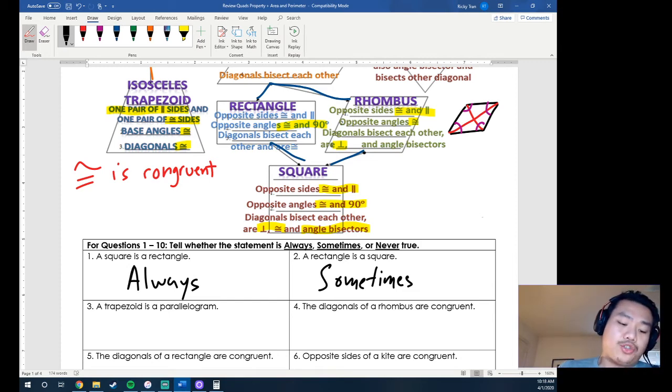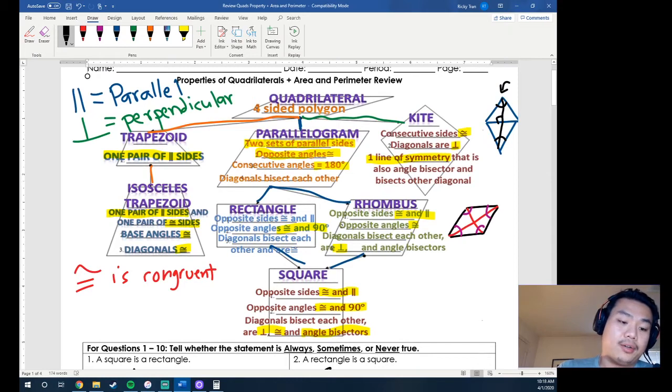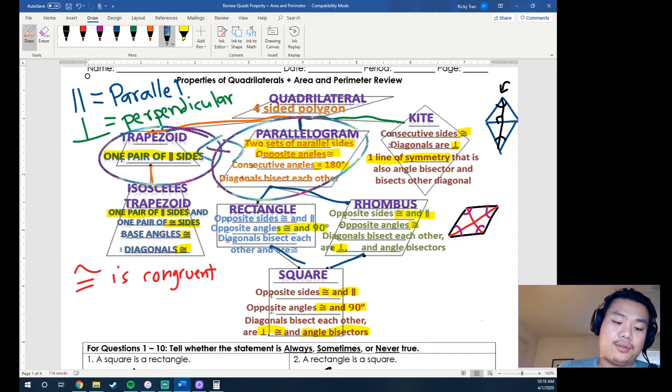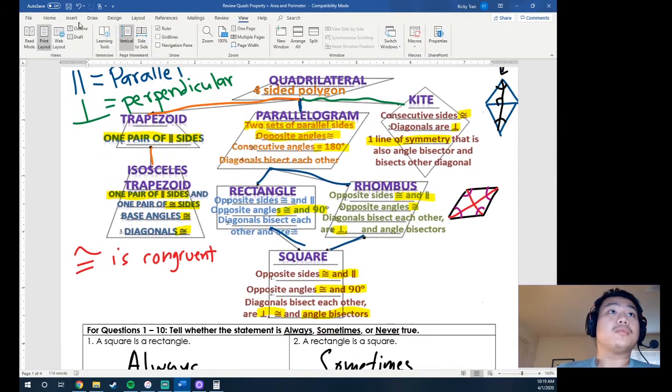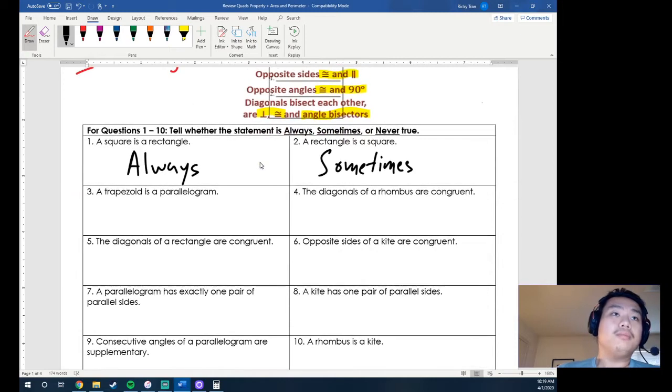Okay, number three says a trapezoid is a parallelogram. Okay, so let's look at trapezoid and parallelogram. Trapezoid is here, parallelogram is here. That is side to side. And if it's side to side, that means never. Okay, that's a never. So, a trapezoid is never a parallelogram.